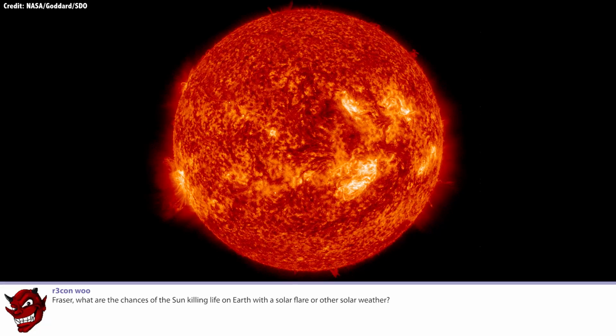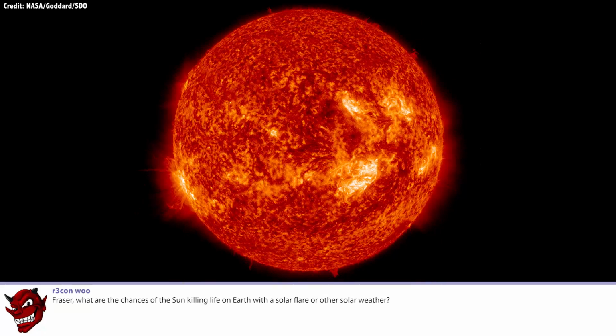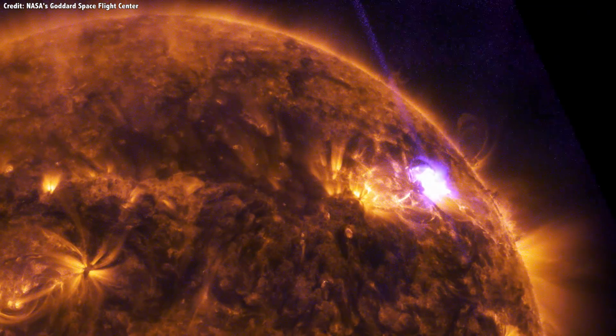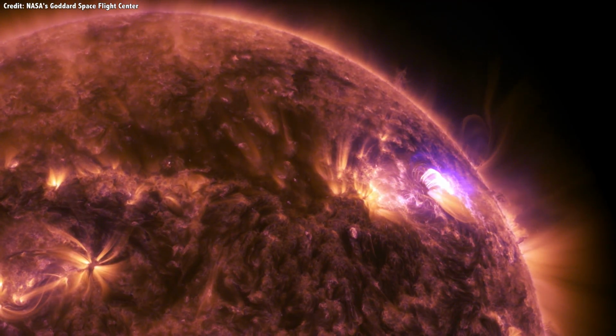Archon Wu asks: Fraser, what are the chances of the sun killing life on Earth with a solar flare or other solar weather? I would say zero. The chances are absolutely zero that a solar flare off the sun will kill life on Earth. The sun has been around for 4.5 billion years. The Earth has been around. There have been many, many, many flares.